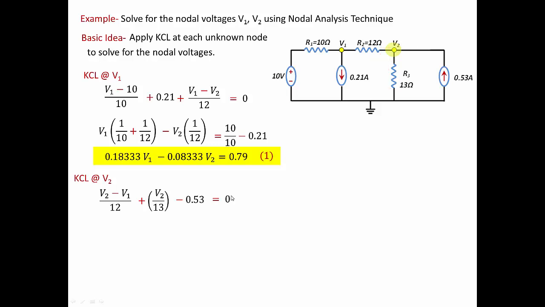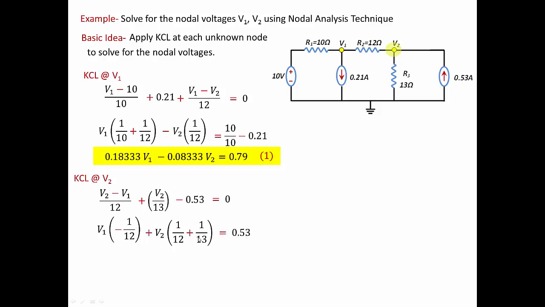So this is basically the sum of the currents at node V2. Now we're going to organize the terms. I have only one term for the V1, so I'm going to say V1 times negative 1 over 12. And then we're going to add the V2 terms: plus 1 over 12 plus 1 over 13. And I'm going to take the last element to the other side of the equation, so this is going to be equal to 0.53.